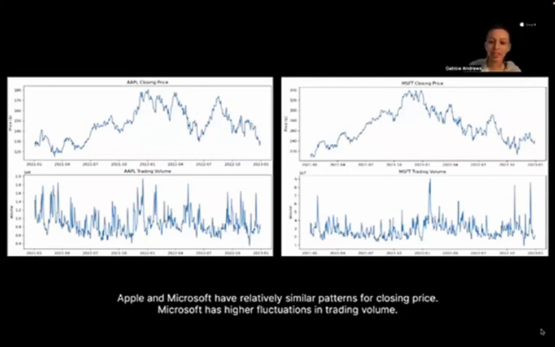So just by looking at the closing prices and trading volume of Apple on the left versus Microsoft on the right, they have relatively similar patterns. However, Apple has much lower trading volume fluctuation compared to Microsoft, which can mean that there may be lower market interest or attention to Apple. This may be due to a lack of significant news or developments for the company, or simply due to investors shifting their attention towards other stocks.